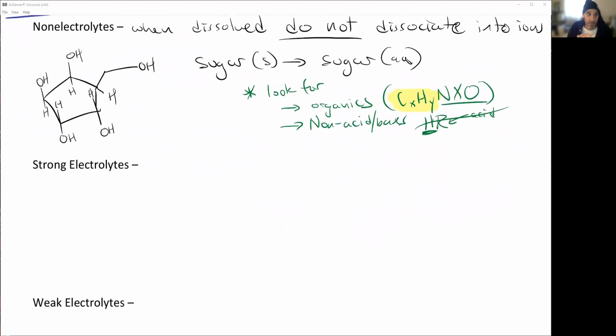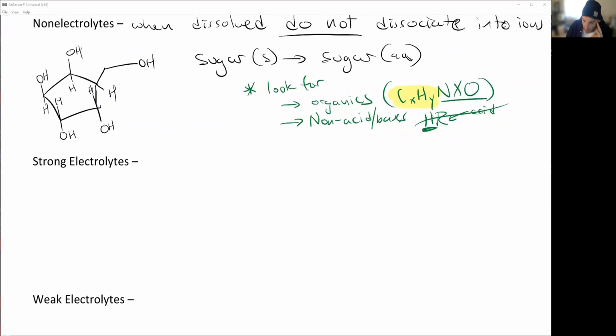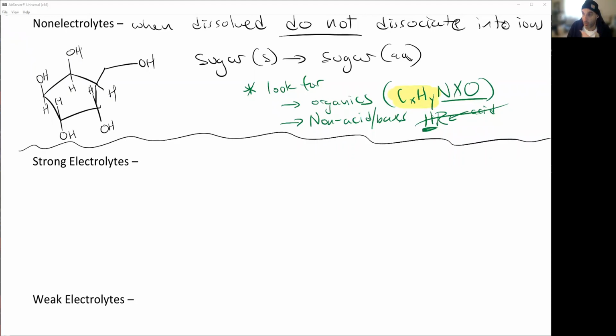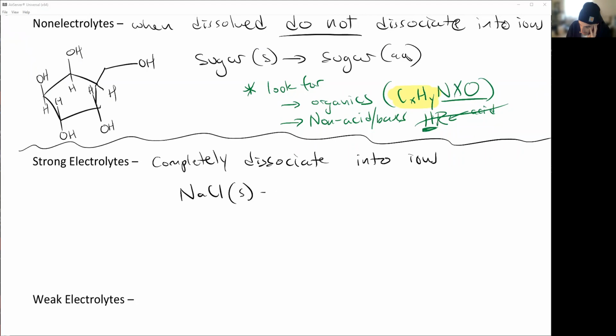From the other side of the spectrum, we're going to take a look at strong electrolytes. Non-electrolytes are things like sugar or organics. They dissolve in water, but they don't dissociate into ions. Strong electrolytes completely dissociate into ions. The best example I could give is sodium chloride turns into Na plus aqueous plus Cl minus aqueous.